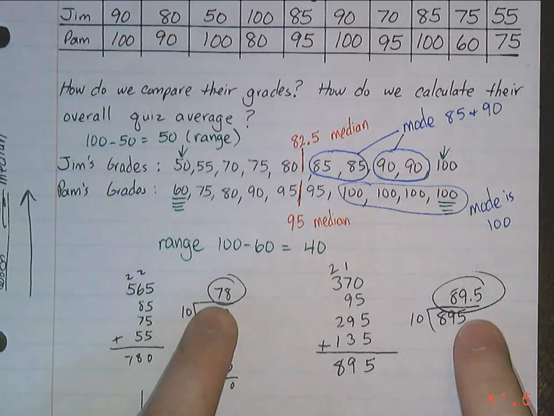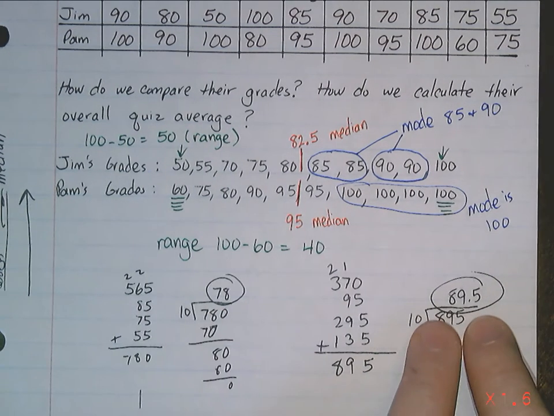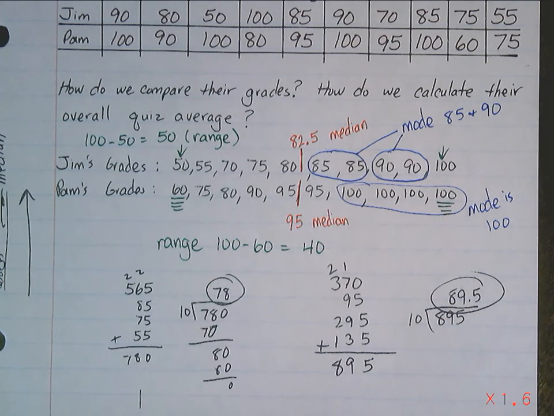So the mean average for Jim is 78. So he's got a C. And for Pam, her average, or her mean, is 89.5. So she barely, almost got an A. She's just a little bit less than the A. It's a strong B, 89.5. And so that's it. That's the mean of the data set.